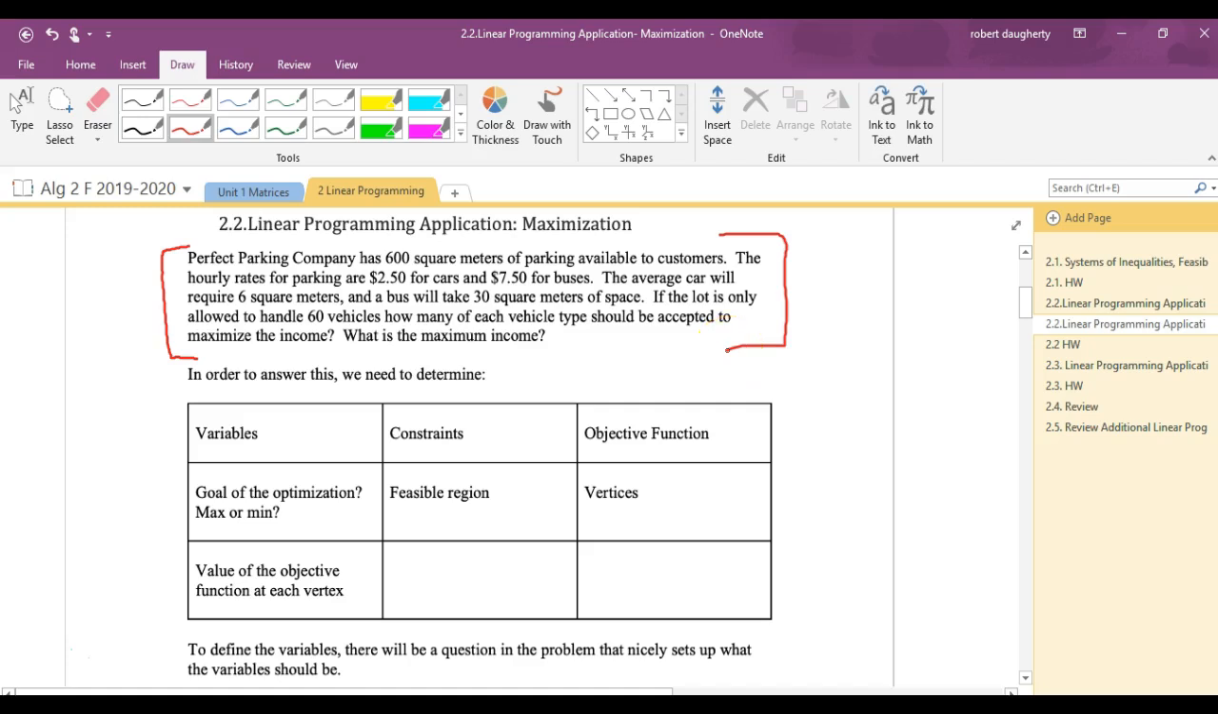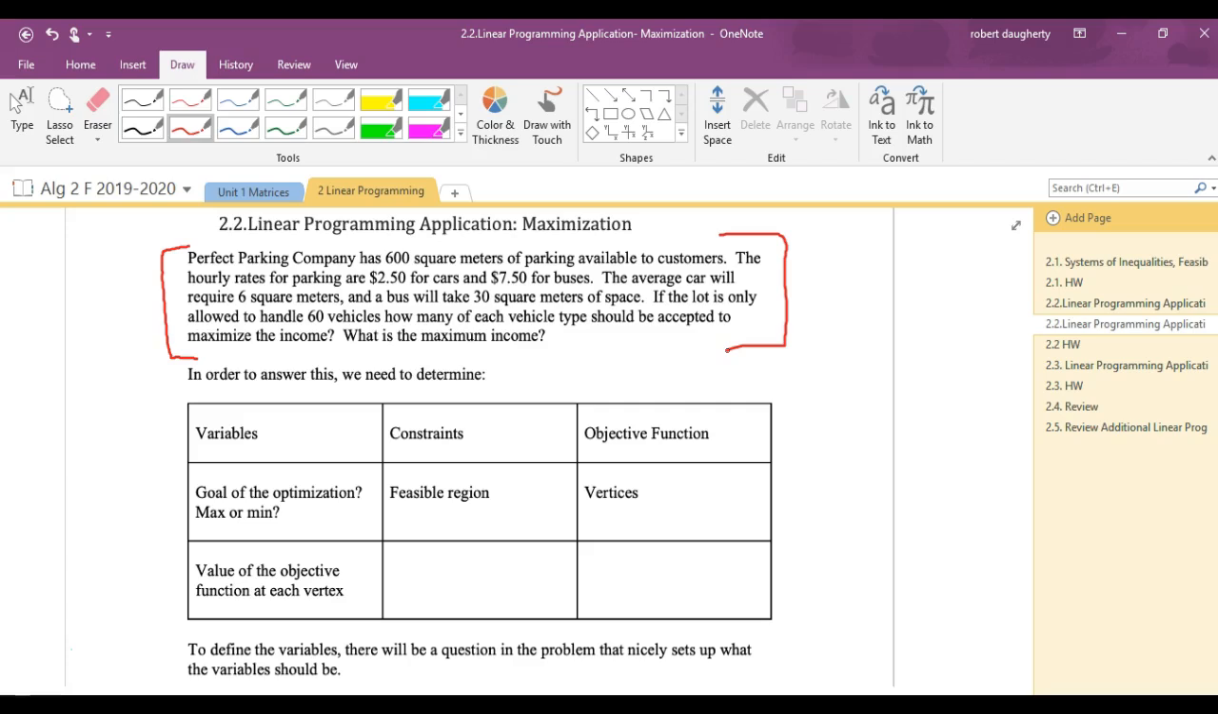Every problem that I read like this, the first thing it does, it makes my head spin. There's too much stuff. You have to learn how to attack it. So Perfect Parking Company has 600 square meters of parking available to customers. The hourly rates are $2.50 for cars, $7.50 for buses. The average car requires 6 square meters. The bus takes 30 square meters. If the lot is only allowed to handle 60 vehicles, how much of each vehicle type should be accepted to maximize the income? What is the maximum income?